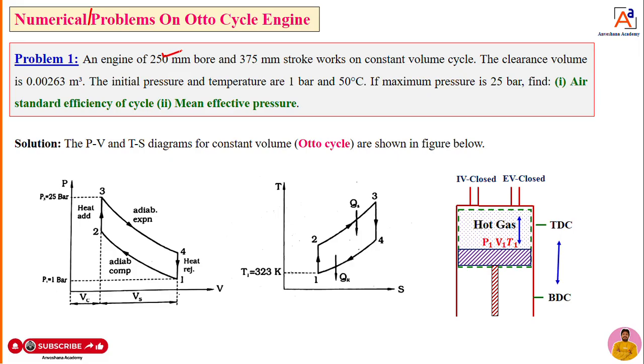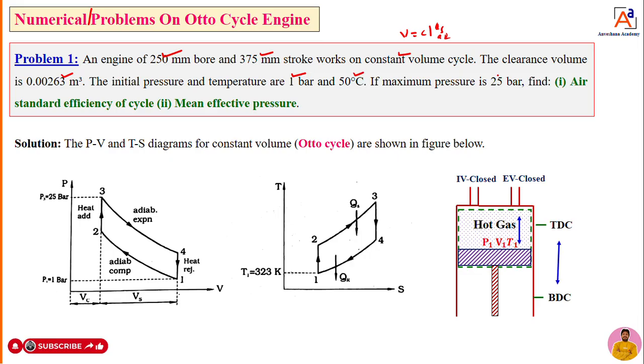An engine of 250 mm bore and 375 mm stroke works on a constant volume cycle. Constant volume cycle means what? V equal to constant. That means heat addition and heat rejection at a constant volume. That we can call a constant volume cycle or Otto cycle. The clearance volume is 0.00263 meter cube. The initial pressure and temperature are 1 bar and 50 degrees Celsius.